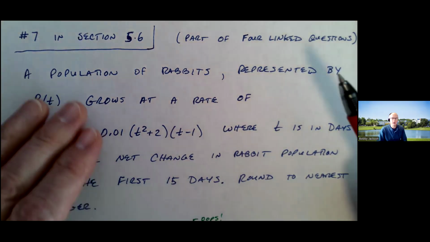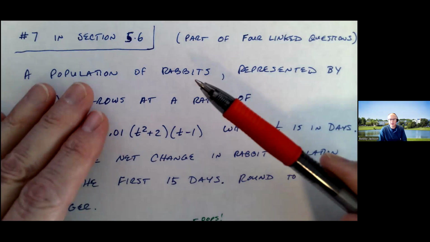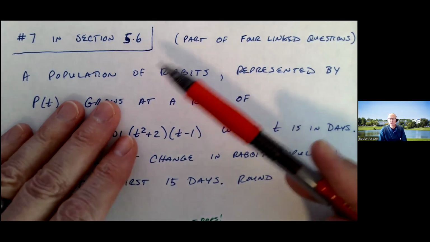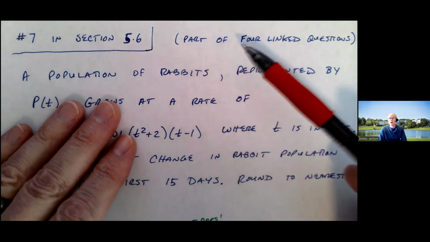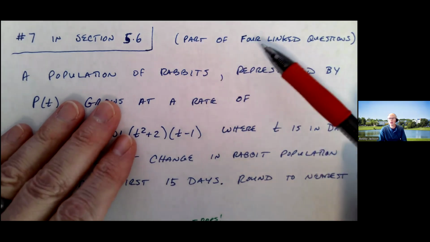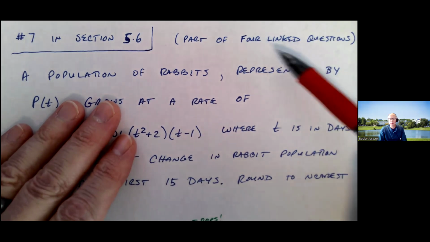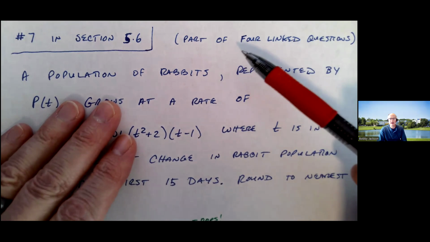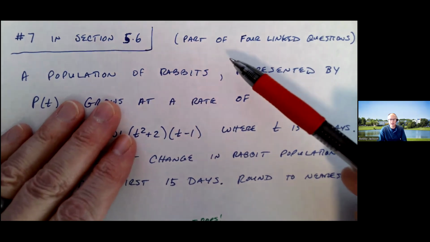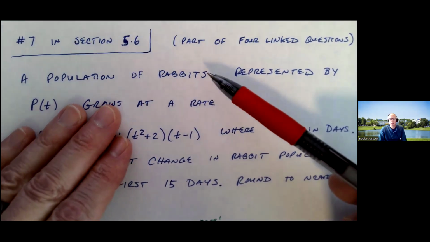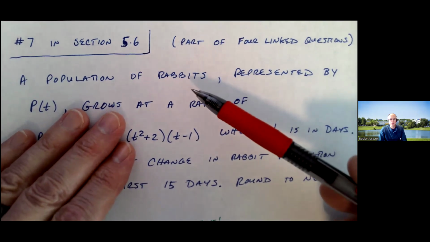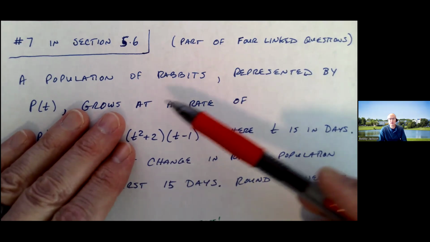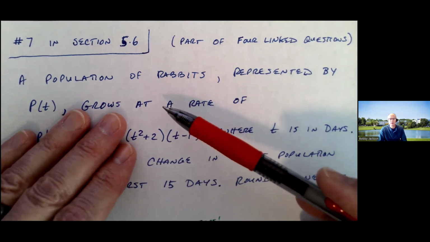Hey everyone, we're going to look at number 7 in section 5.6, where we're going to look at the population of rabbits. Number 7 is actually the fourth problem in a set of four linked questions, and you did questions 4, 5, and 6. Hopefully, those are pretty easy, a review of dealing with polynomial functions. And then there's a video that helps you see how to do this problem as well. So let's take a look at this.